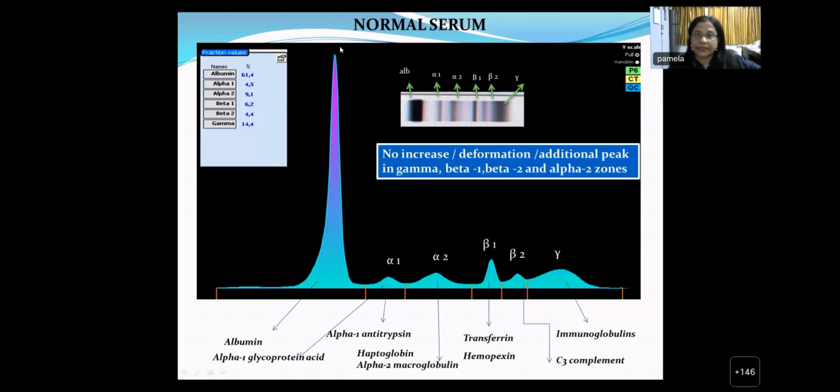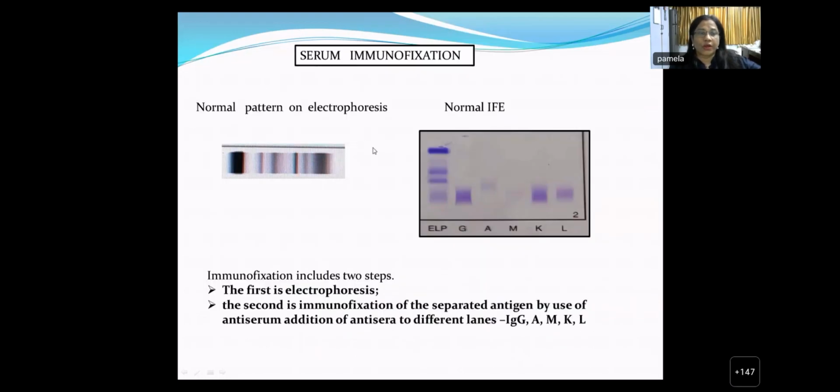Each of these zones has different proteins: the alpha 1 has some proteins, the alpha 2 has some proteins, the beta 1 has some proteins, the beta 2 as well, and then you have the gamma, made up of the immunoglobulins. So on a serum immunofixation, the normal pattern on electrophoresis will give you a pattern like this.